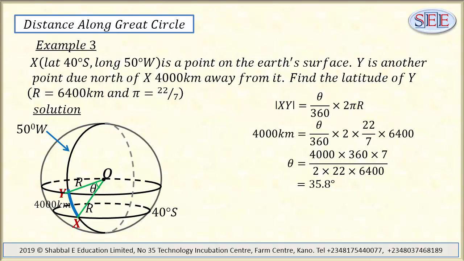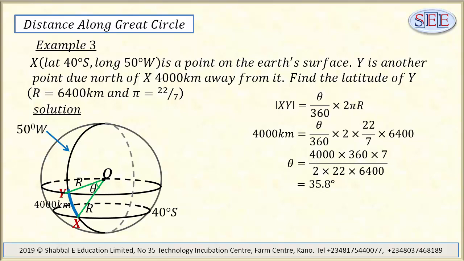So we use the value of theta. Remember, it says if the two are in the same hemisphere, we subtract to get the theta, and we subtract the lower latitude from the higher latitude. So depending on this theta, can we get 35.8 by subtracting something from 40 degrees south? Look at it. If yes, which means y is also in the southern hemisphere.